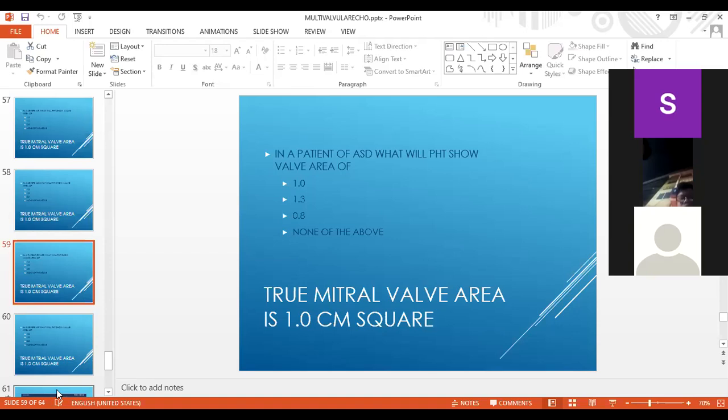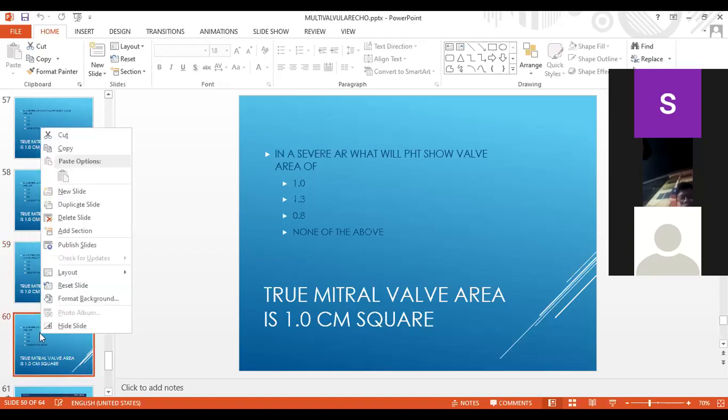So what is the quantum of blood which has to pass through the mitral valve? It was only half. If it is only half, it will take much lesser time. If it takes much lesser time, the pressure half time will fall. If the pressure half time falls, mitral valve area instead of 1 will be 1.3. Smaller pressure half time will be larger area, less stenosis. Larger pressure half time will be less area, severe stenosis. Okay.